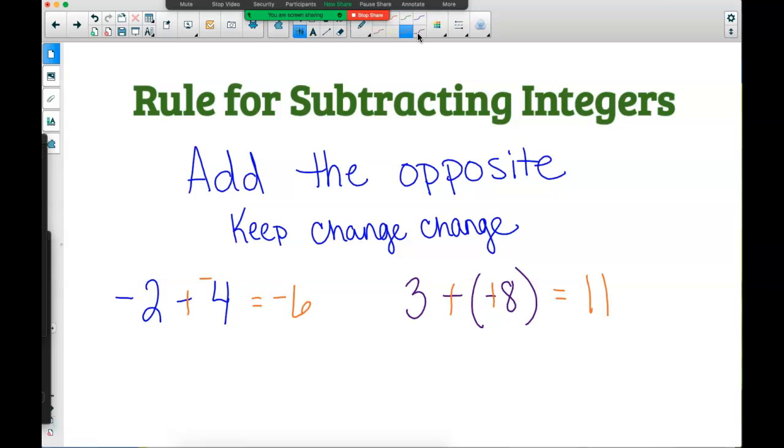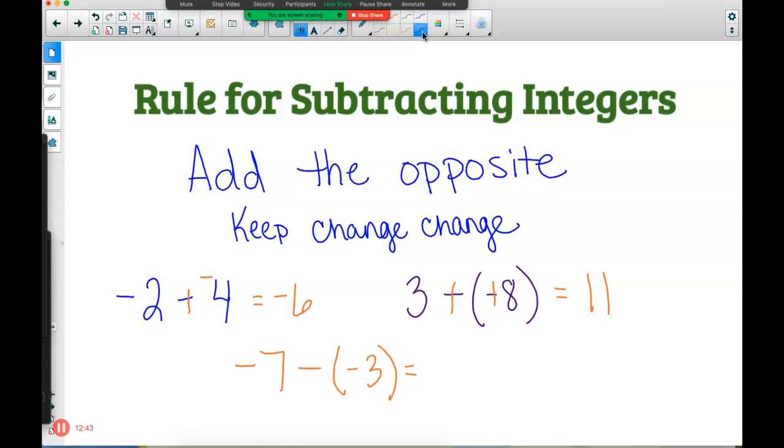Okay, let's try one more. Negative 7 minus negative 3. The rule says keep the first number, never mess with the first number, keep it the way it is. Change the minus to a plus, change the negative 3 to a positive 3. So I'm adding the opposite. And now I have negative 7 plus positive 3.